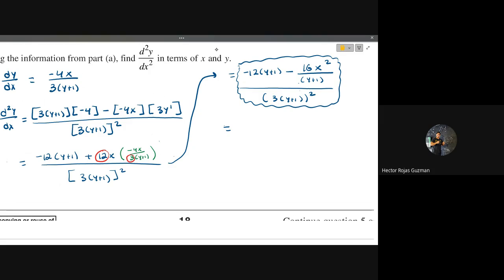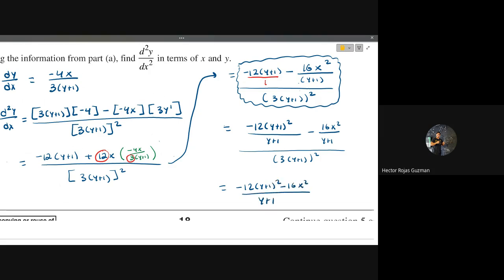I'm going to have to get a common denominator right here, which means I have to multiply by y plus 1. Negative 12 (y plus 1) squared over y plus 1 minus 16x squared over y plus 1, divided by 3(y plus 1) squared. That's going to allow me to put the fractions together, which is negative 12 (y plus 1) squared minus 16x squared over y plus 1. In the remaining denominator, I'm just going to go ahead and multiply by the reciprocal.